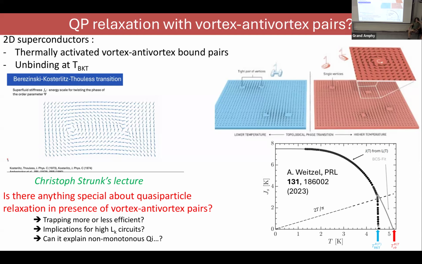So the question is, in these systems it's not a single vortex which will suck in quasi-particles. These are pairs. My colleagues were not aware of any experiment or theory about that. So are you aware of this? And if not, what would you expect? Do you expect something different, something special?